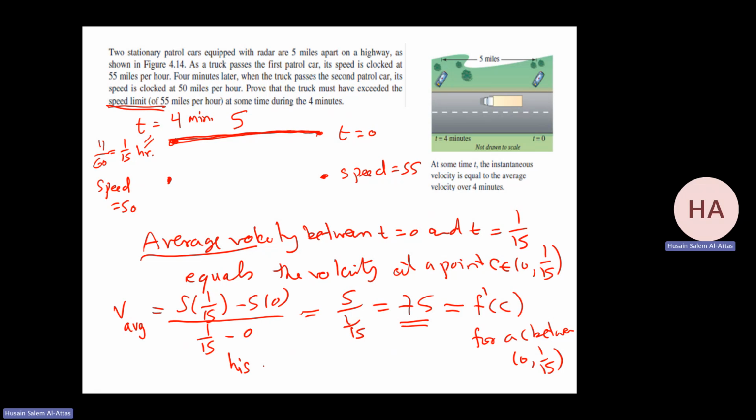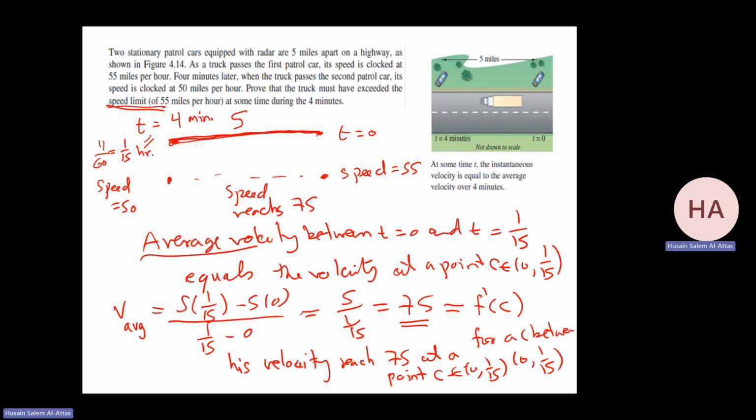It means his speed, or his velocity, reached 75 at a point C in this interval, 0 and 1 over 15, which is this period. So somewhere here, his speed reached 75. It means he deserves a ticket. He deserves a ticket, because his speed exceeded the speed limit, which was 55, by 20 miles at a point. We don't know what that point is, but there is a point where his speed reached that.